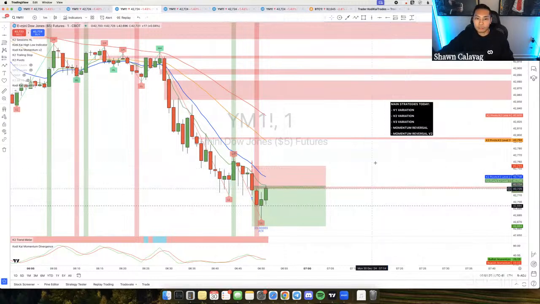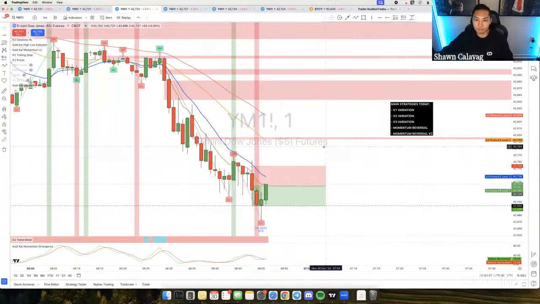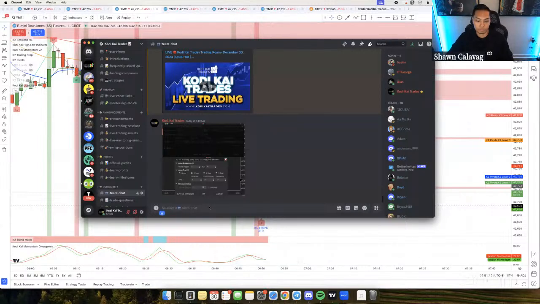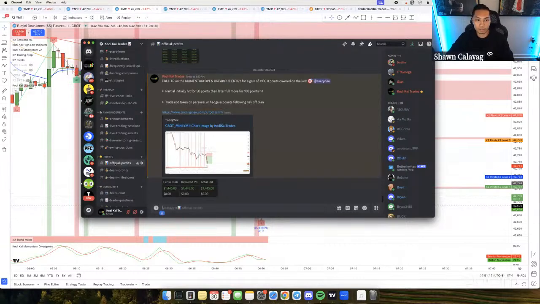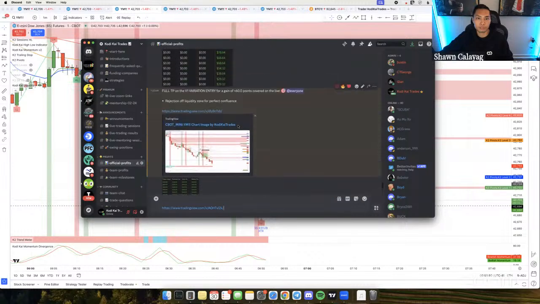All right, so let me just take a screenshot of this real quick. So there's no entries here. I'm looking for another buy signal to come up. Once another buy signal comes up, I'll be looking for opportunity there for entry.